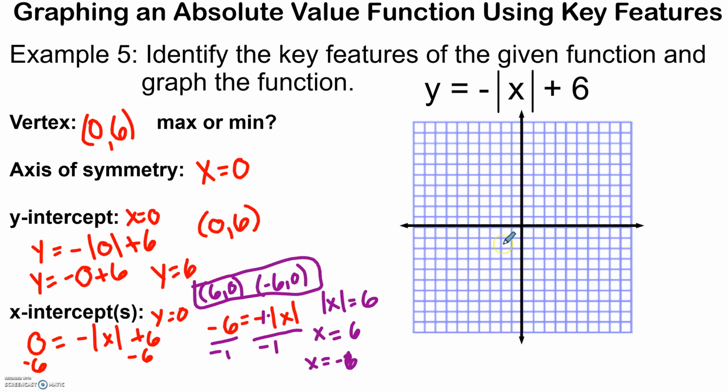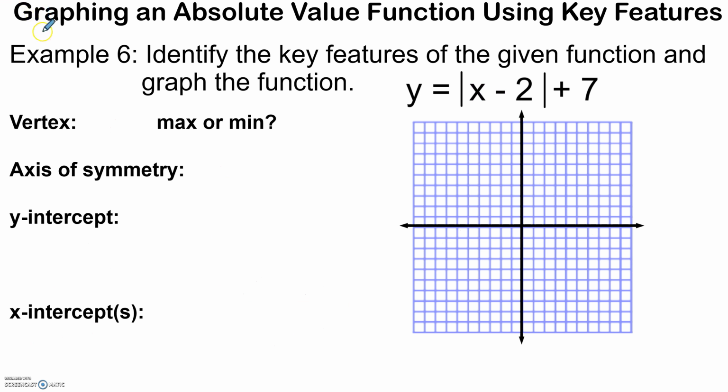So let's plot all of our points. (0, 6). That's both my vertex and my y-intercept, which is totally okay. Get my axis of symmetry. And I get both of my x-intercepts. My last step is to connect the dots. And it makes sense that this would be downward facing because we had a negative out front.